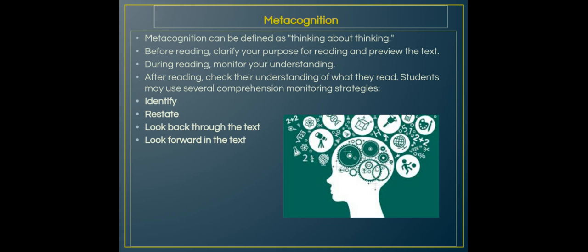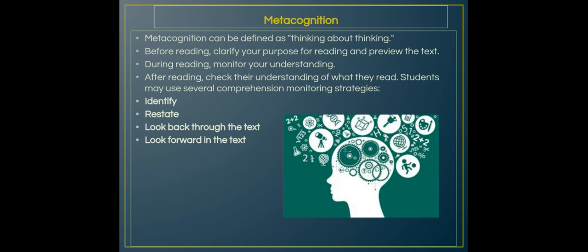So metacognition is the thinking about thinking. And before reading, clarify your purpose for reading and preview the text. During reading, you actually want to monitor your understanding. So this is actively thinking about what you're doing and actively thinking about how you're taking that all in. While you're reading, think about what connections you can make to prior knowledge. Was there any new information that you didn't understand? After reading, check your understanding.